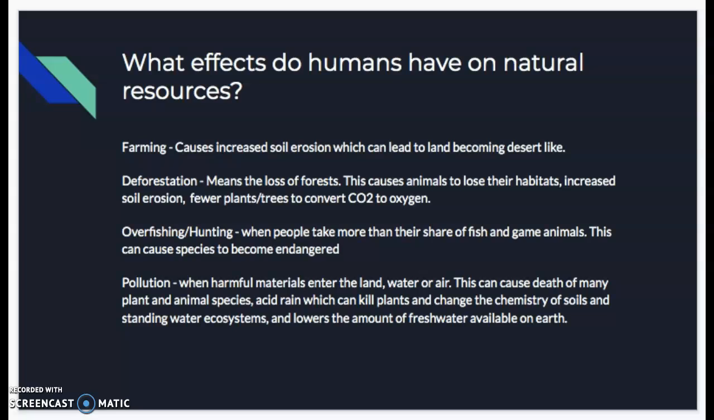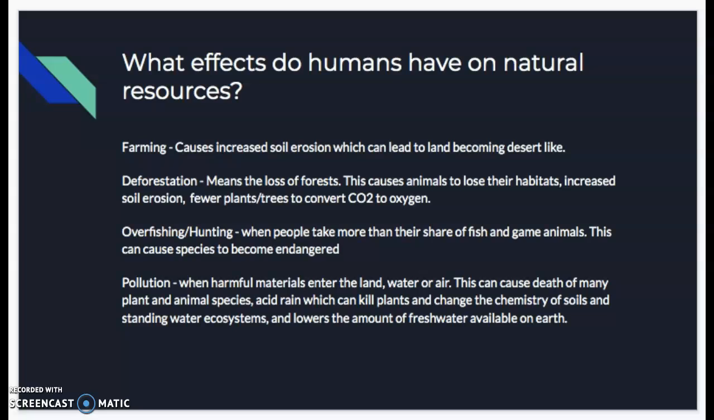It can also cause acid rain. Acid rain can burn leaves of plants, and it can kill off plants. It can also change the chemistry of the soils. So as water gets into the soil, as well as standing water like ponds and puddles, the organisms that use the soil and the standing water then consume that pollution and can get sick and die. And they could also pass it on to their offspring, pass it on to their children.